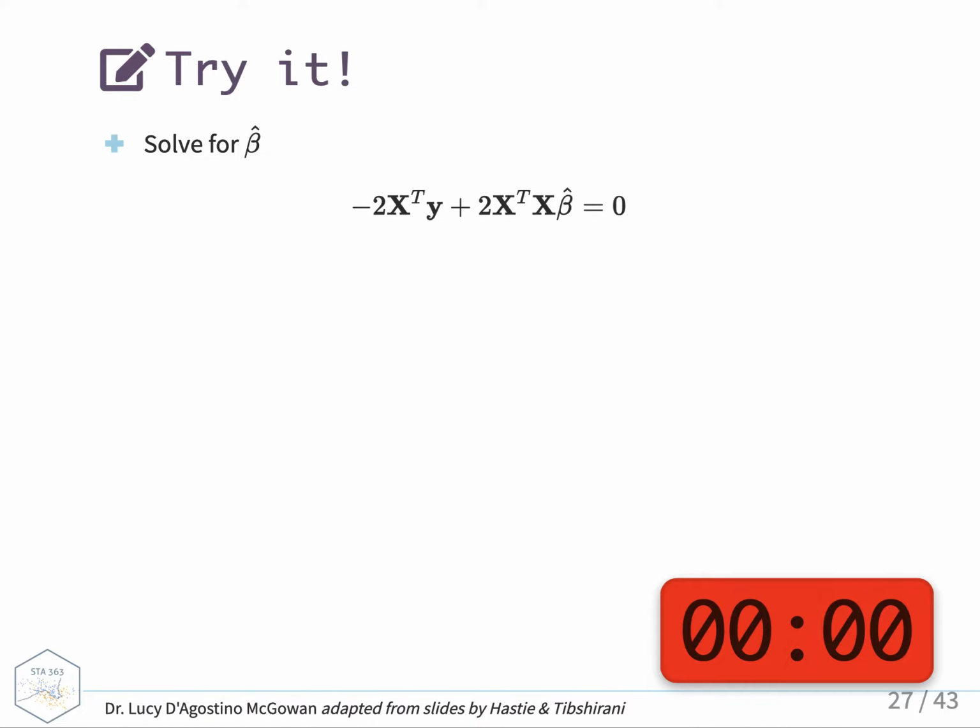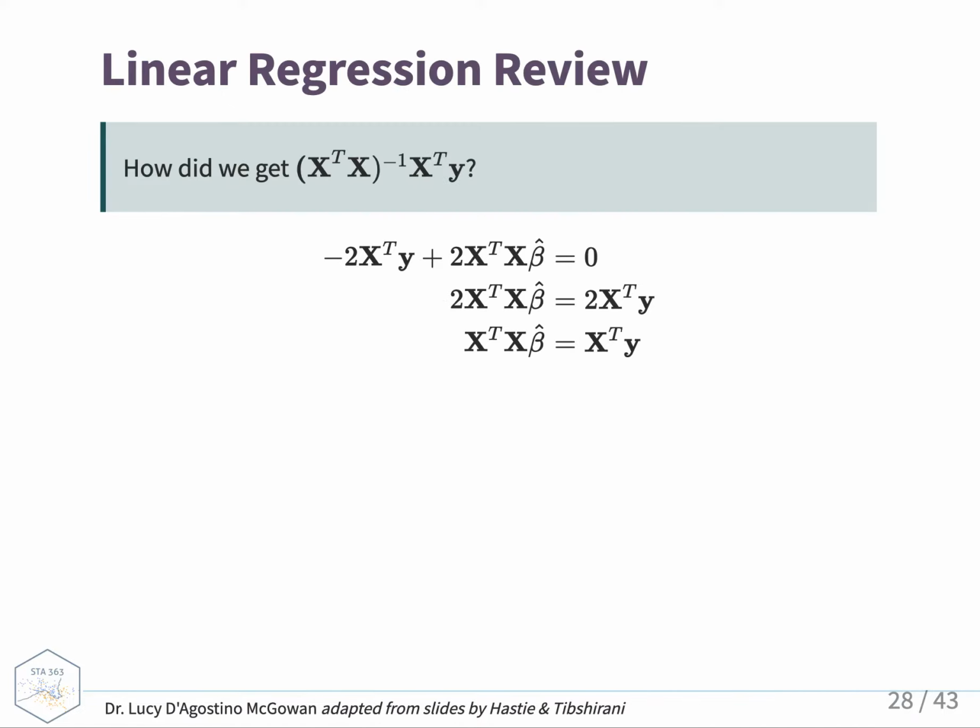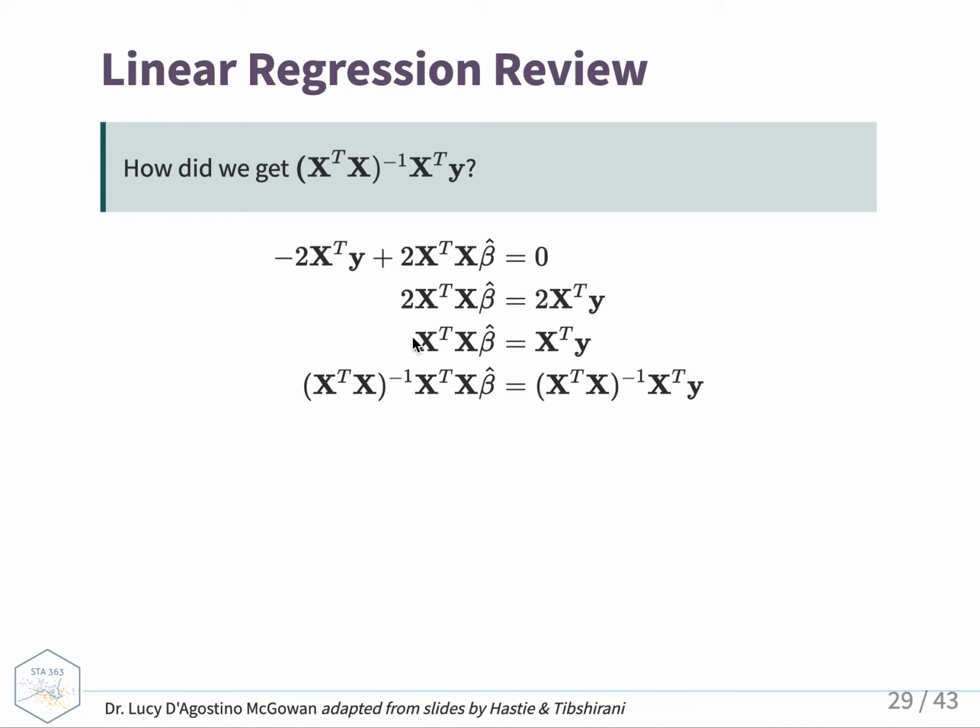Okay, so let's go through that. If you set this equal to 0, I'm going to pull this piece over here, and I end up with 2x transpose x beta equals 2x transpose y. So I can cross out those 2, and I get x transpose x beta equals x transpose y. And this is what's known as the normal equations. This is something that's used frequently in linear models.